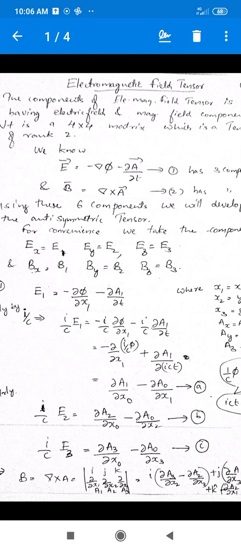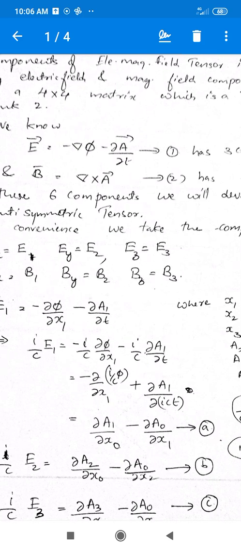So minus del phi has the x component, which is minus dou phi by dou x1, where x1 is x, and minus dou A1 by dou t. So Ax is A1. So it is the x component of the electric field, which is E1. Now we multiply this E1 with i by c.